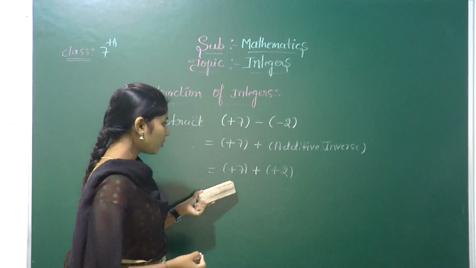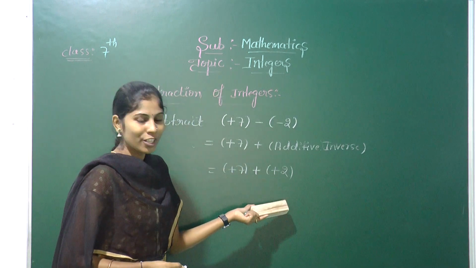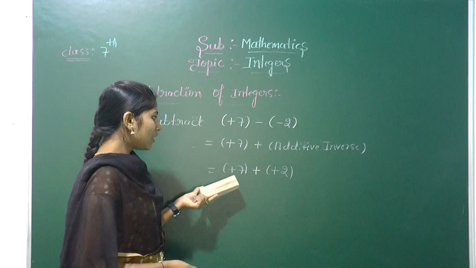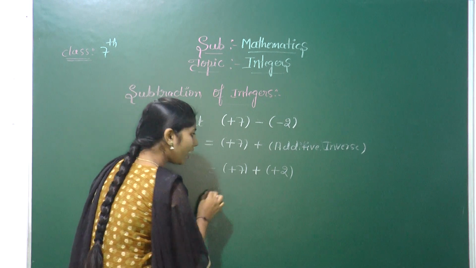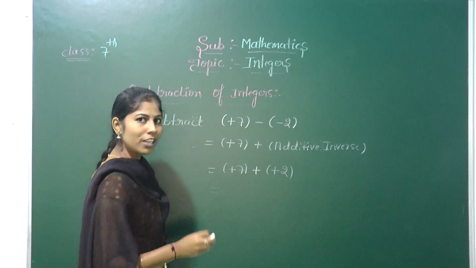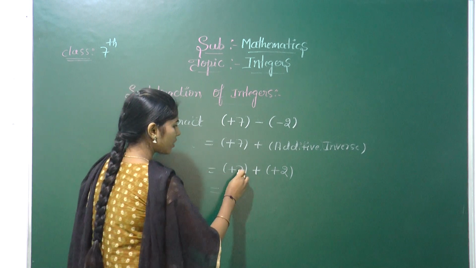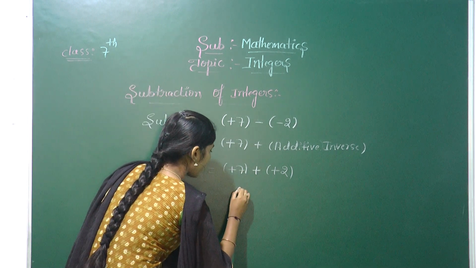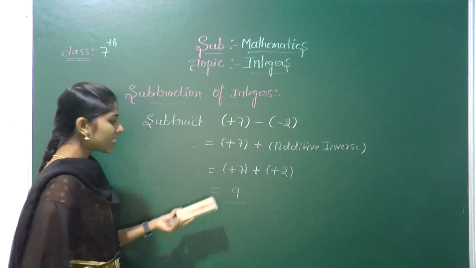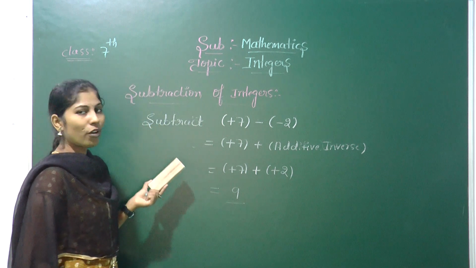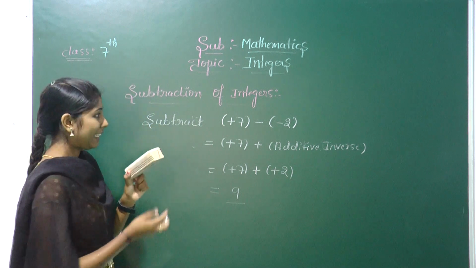So one is positive and the other is also positive. It is very easy to add two positive numbers. You just add them, right? So 7 plus 2 is 9. So the answer is 9. This is the rule for subtraction of integers.